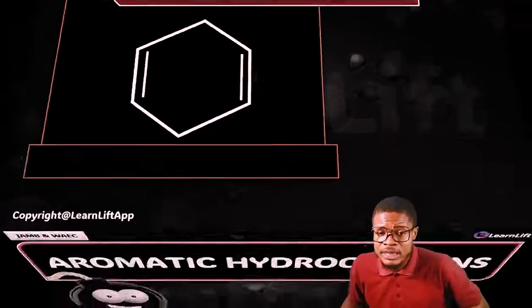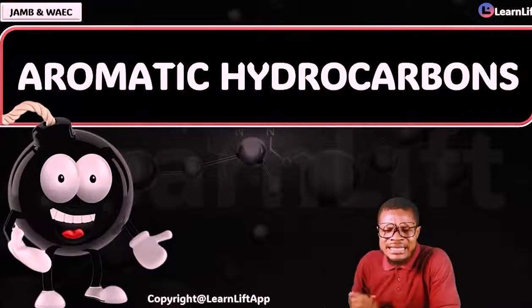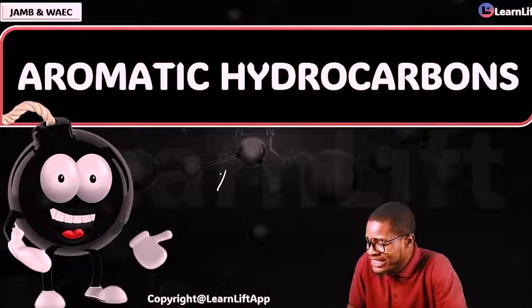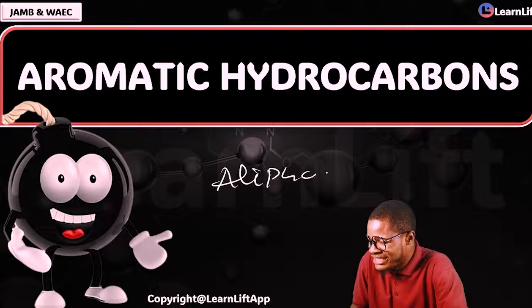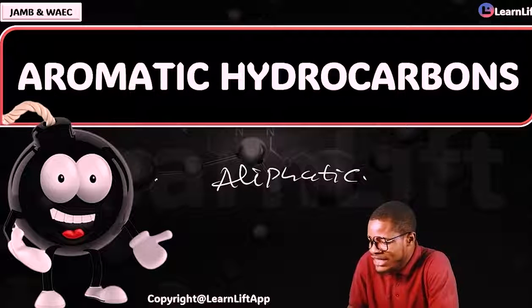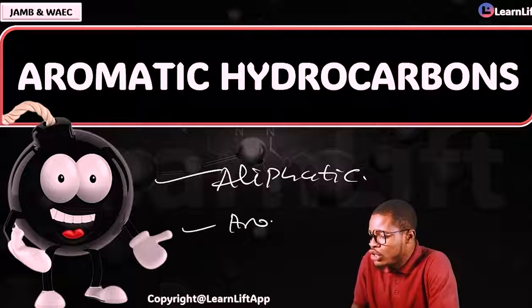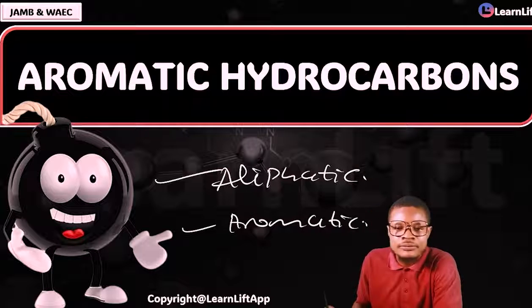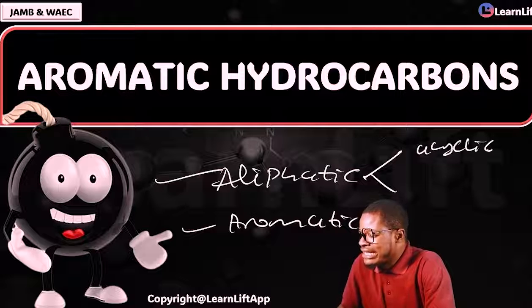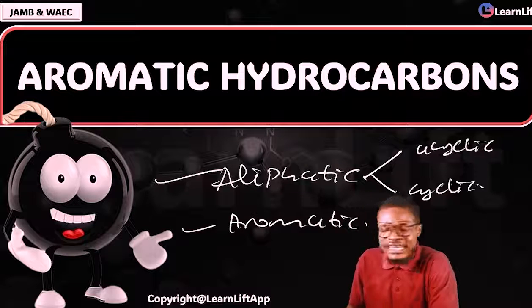If you get this very fast with me, guess what? What about aromatic compounds? I've given you everything about your aliphatic compounds. We said that your hydrocarbons are divided into 2. Aliphatic, and the second one is your what? Your aromatic. Aliphatic are divided into 2. Acyclic and what? Cyclic.